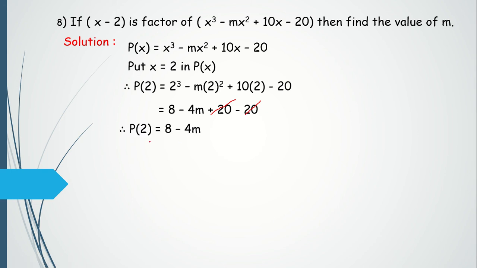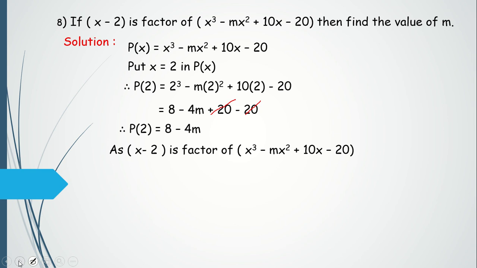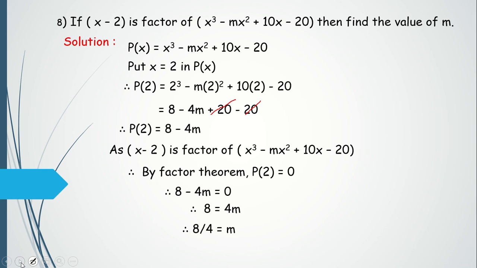Now this 8 minus 4m is equal to 0. Why? The remainder is equal to 0. As x minus 2 is a factor of this polynomial, by the factor theorem, p of 2 is 0. The remainder is 0. Therefore 8 minus 4m is equal to 0. Therefore we get m is equal to 2.